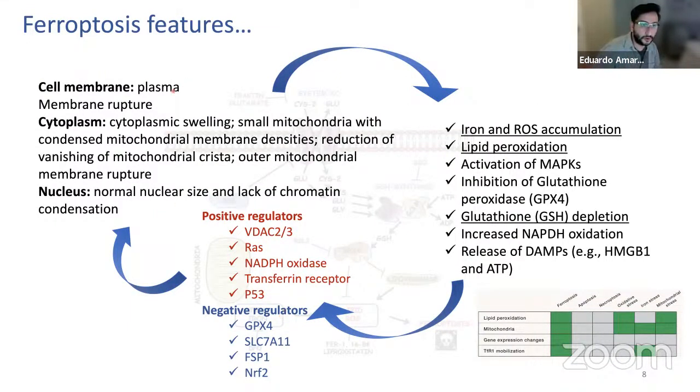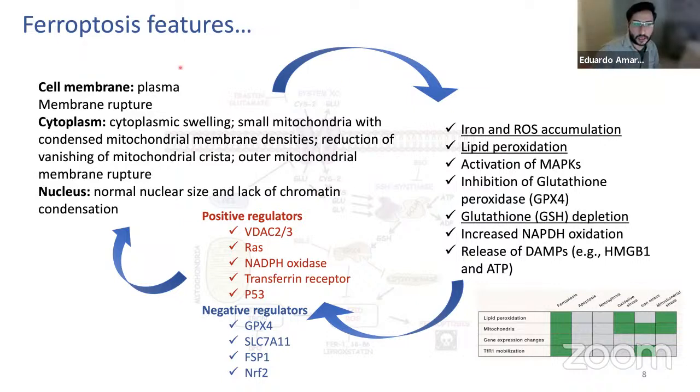So similar to other necrotic cell death, we see plasma membrane rupture. In the case of the cytoplasm, we see cytoplasmic swelling. The mitochondria look smaller and dense. They also see reduction of mitochondrial cristae and leakage of the outer mitochondrial membrane. In terms of the nucleus, they look normal, and there is no chromatin condensation as we see in apoptosis.